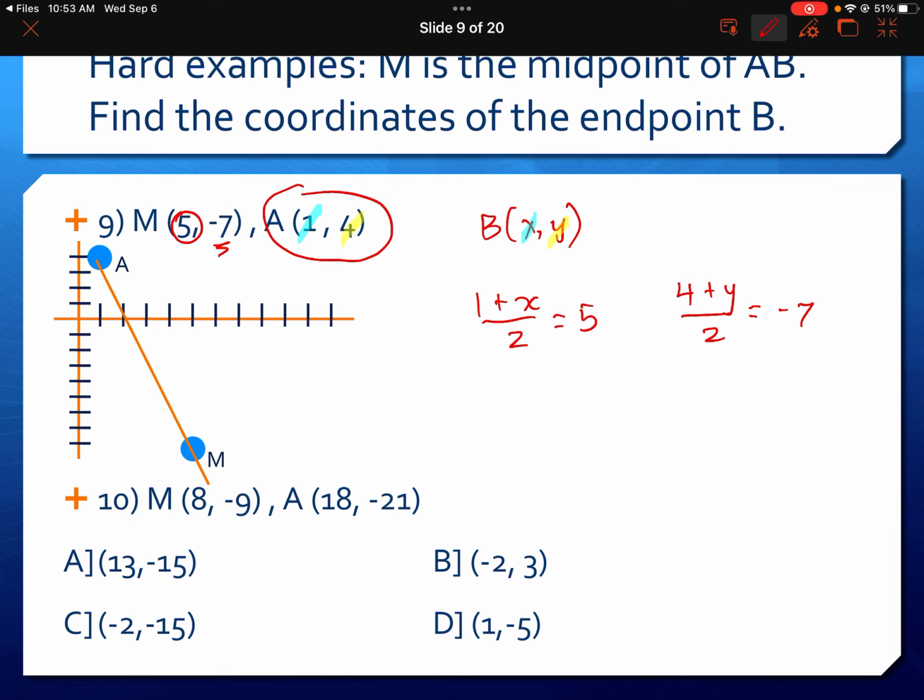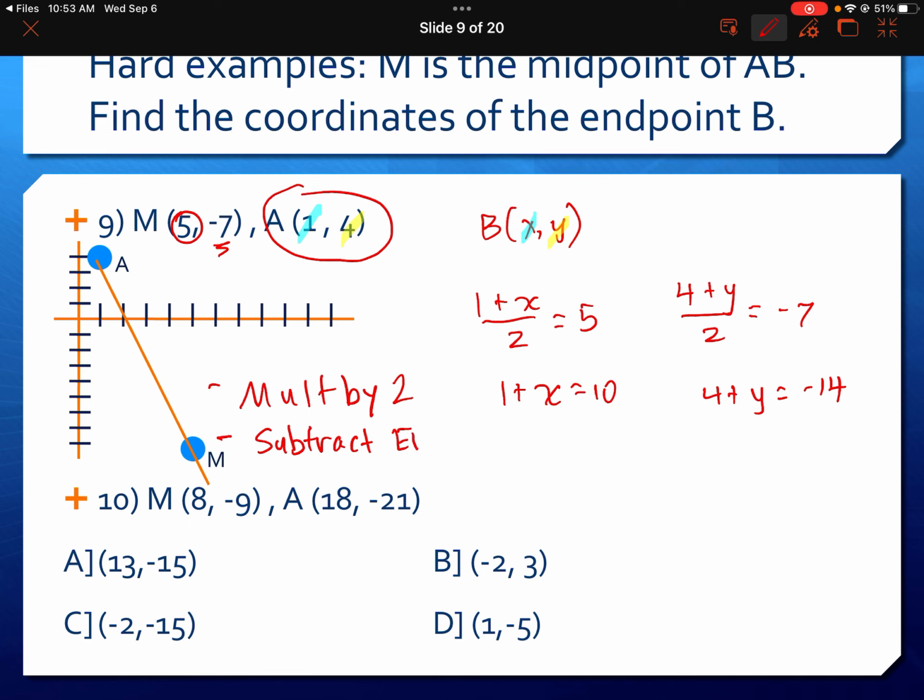Now, these are just two algebraic equations that you can solve. Notice how you're going to multiply both sides of each of those equations by 2. So you end up with this, and you end up with that. The first step is multiply by 2. And then the next step is, if you want to get the x or the y, you're going to subtract the other thing, which is your endpoint. So 10 minus 1 is 9. Negative 14 minus 4 is negative 18.